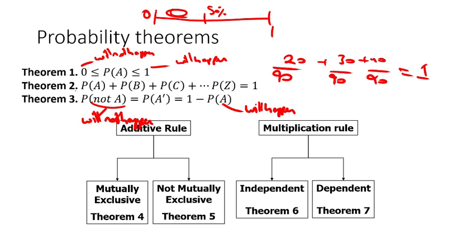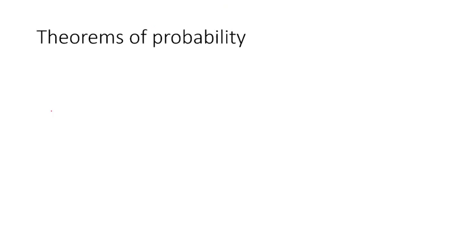The additive rule theorems are 4 and 5, and the multiplication rules are 6 and 7. Theorem 4 is for mutually exclusive processes, 5 is for not mutually exclusive processes, 6 is for independent events, and 7 is for dependent events. Let's start from 4.